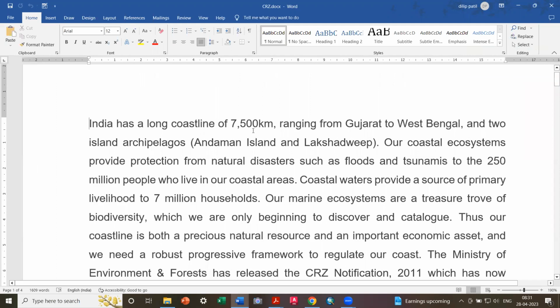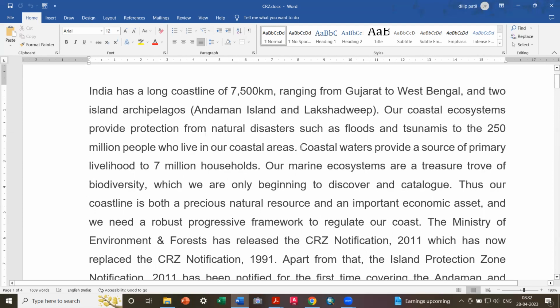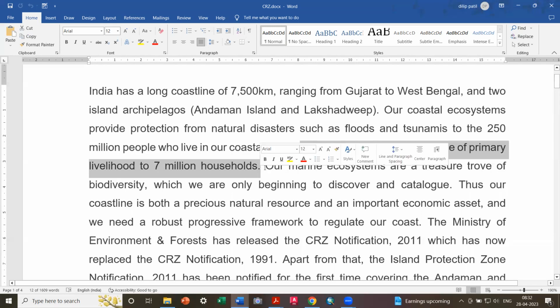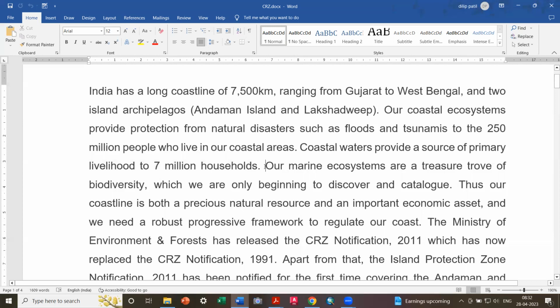India has a long coastline of 7,500 kilometers ranging from Gujarat to West Bengal, and two islands, Andaman and Lakshadweep. Our coastal ecosystems provide protection from natural disasters such as floods and tsunamis to the 250 million people who live in our coastal areas. Considering the eco-sensitivity of the coastal areas, we have made these acts. Coastal waters provide a source of primary livelihood to 7 million households. That is why we have to conserve the coastal areas.